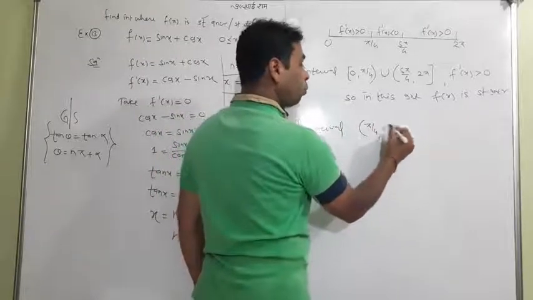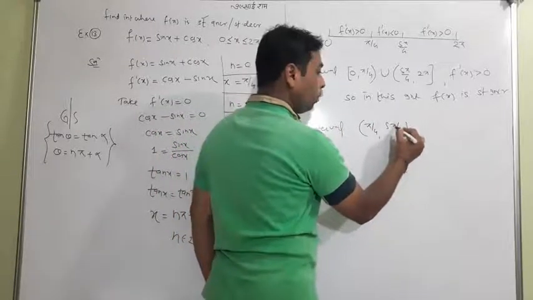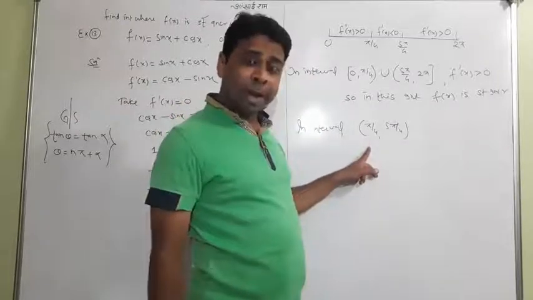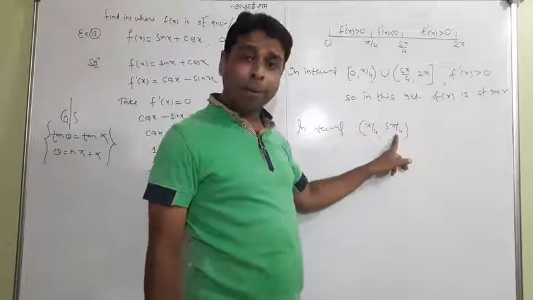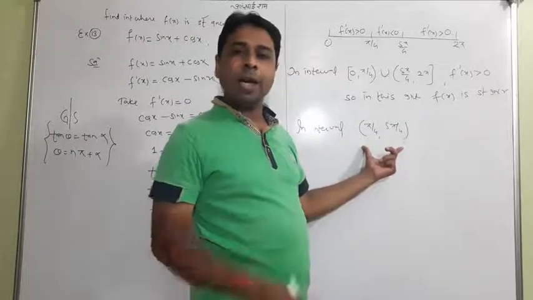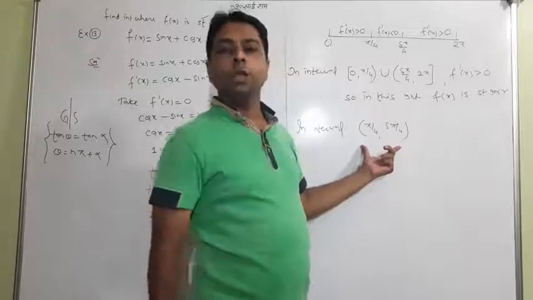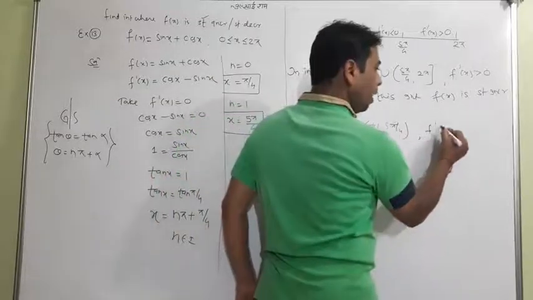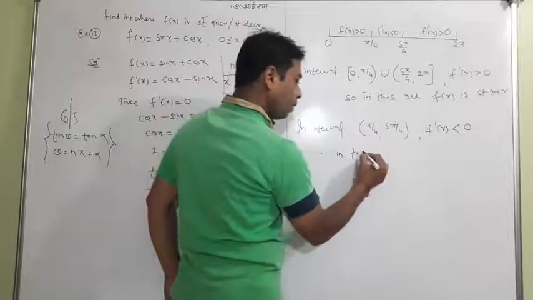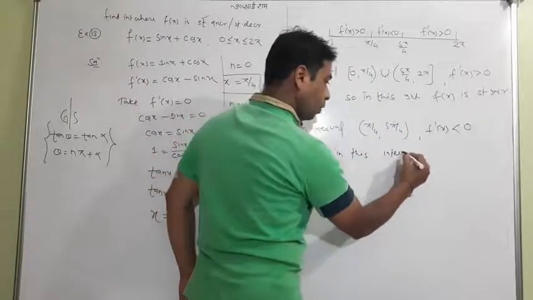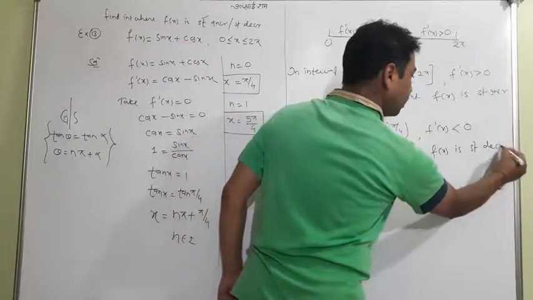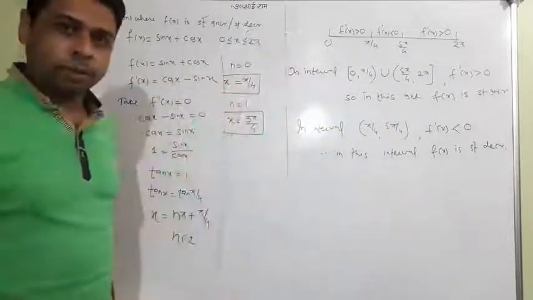And in the interval pi/4 to 5pi/4, look at the open interval. I can't include pi/4 and 5pi/4, I have to exclude them, because these two are critical points, and at a critical point f'(x) is always equal to 0. So in this interval f'(x) is negative. So in this interval f(x) is strictly decreasing, and that's all the answer.